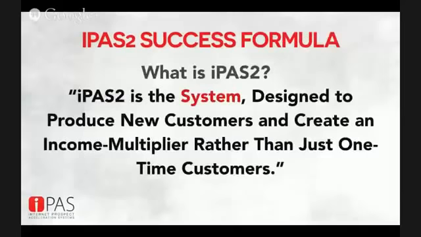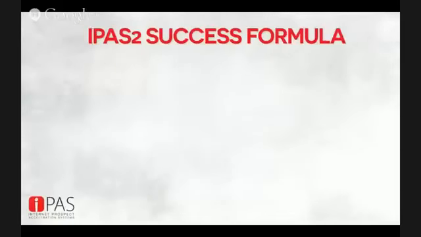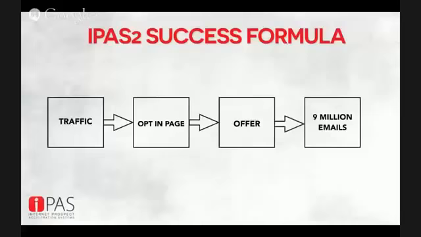All right? So let's talk about what is iPas2. iPas2 is the system designed to produce new customers and create an income multiplier rather than just one-time customers. Here's what most people are doing online right now. You're going to see they're going to get some traffic, and then they're going to send that traffic to an opt-in page where you collect a name and email address. From there, they're going to have an offer that they're going to sell, whatever that offer is, a product or service. And then what happens after that, whether they sell it or not, they're going to send 9 million emails back to that offer. So that is the funnel that 90% of the people out there are doing.